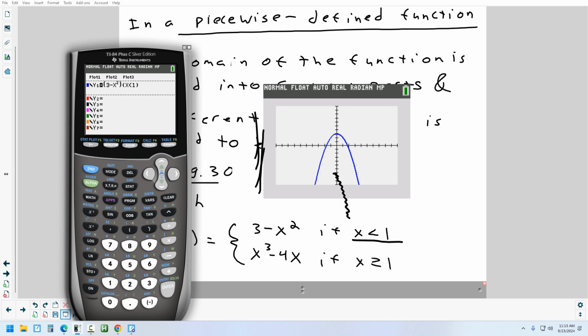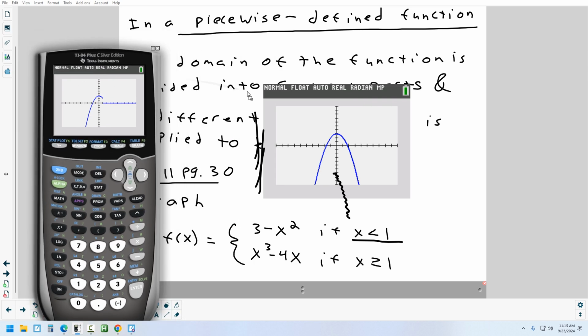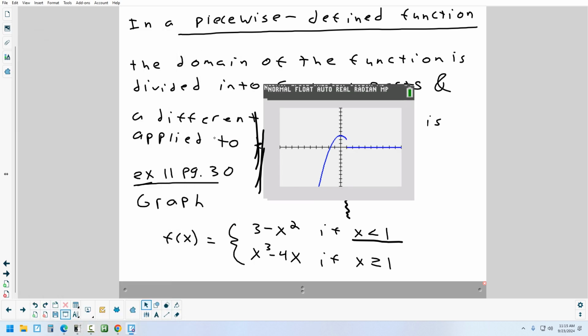It's going to draw 3 minus x squared, but when it gets to 1 on the x-axis, it's just going to stop. And let's hit graph. So it draws it, and then it just stops. It does do this kind of funny part that's straight on the x-axis. I can't get rid of that, but just pretend like you can't see that part. That's what it should look like.